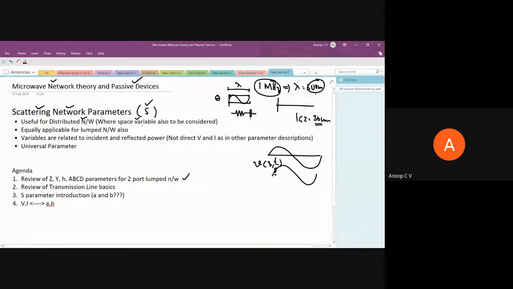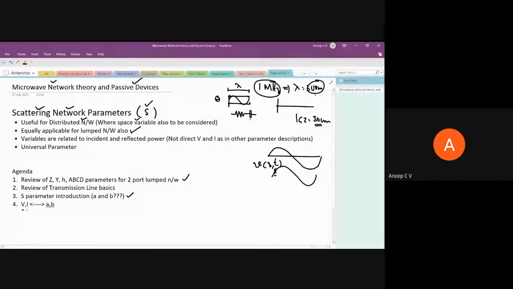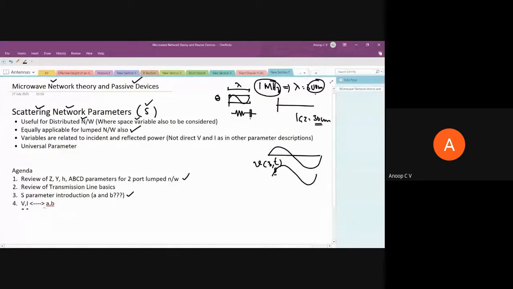And when I say S parameter is used for distributed networks, it doesn't mean it cannot be used for lump networks. It is equally applicable for lump networks also. So in today's session, if possible, I'll introduce the variables or parameters used in the S parameter representation. Then we can represent voltage and current as a function of A and B, which will be the parameter variables in the S parameter equivalent. So we'll try to represent how to express A and B in terms of V and I, and V and I in terms of A and B.